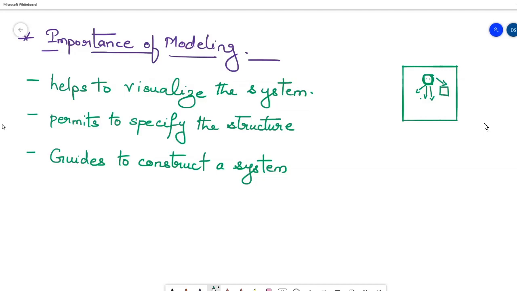Okay, and the last would be documentation. Now this documentation would include the decisions which we have taken, and the changes which we have made.